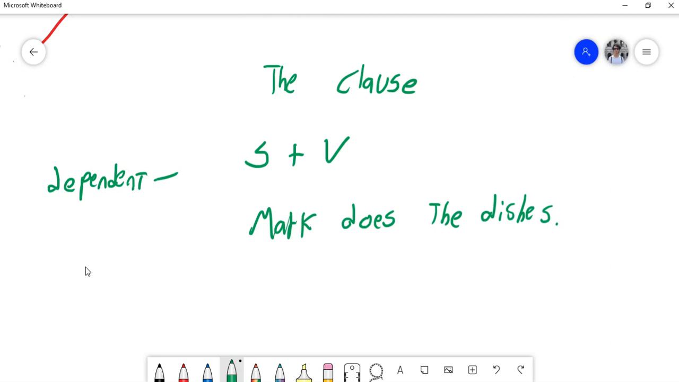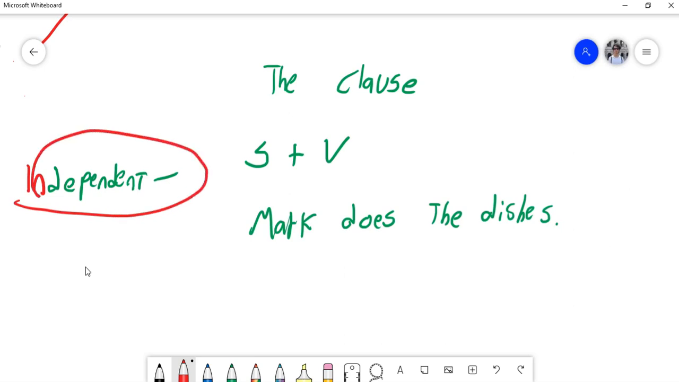And I'm sorry, I just had a typo right here. This is an independent clause. So why is it independent? Because it can live on its own. We don't need more information. It's independent. Let me write it again.